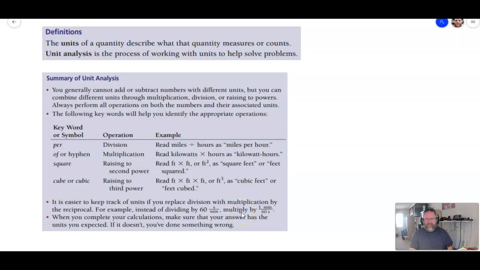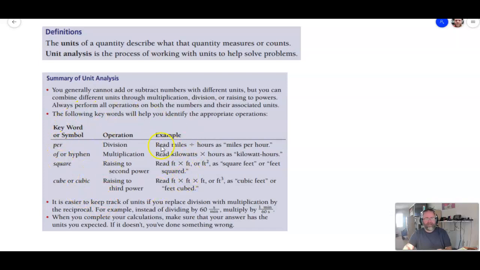Hey everybody, this is Mr. Beckstrom, and today I want to take a look at section 2A in the book. This is Understand, Solve, and Explain, and really it gives us a good introduction into what's called unit analysis. And that's the process of working with units to help solve problems.